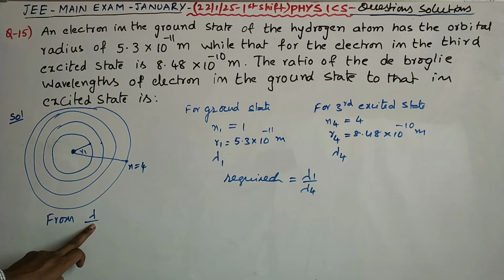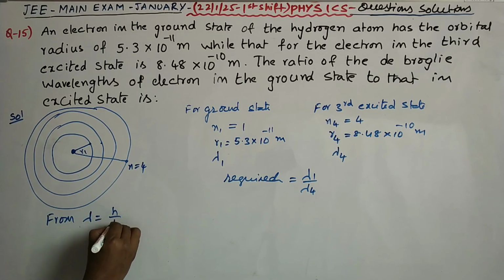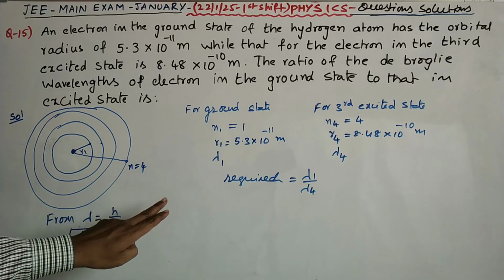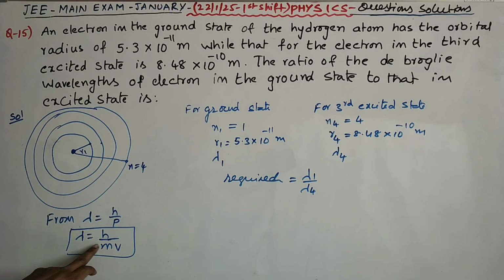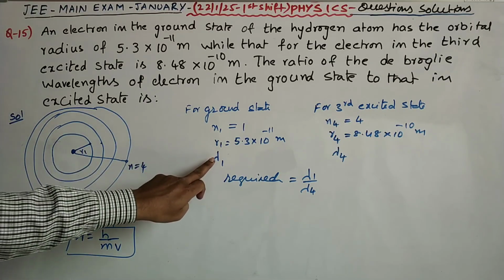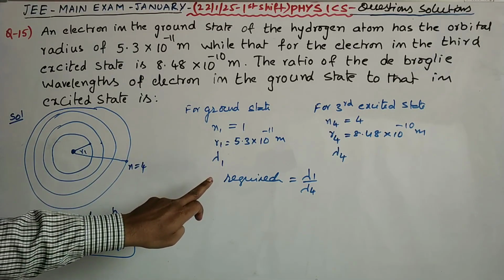the wavelength of a matter wave is lambda equal to h by p, where p is momentum. That implies lambda is equal to h by mv. This is the de Broglie wavelength, but here there is no mass and velocity given. So you must convert this de Broglie wavelength in terms of the principal quantum number and radius.